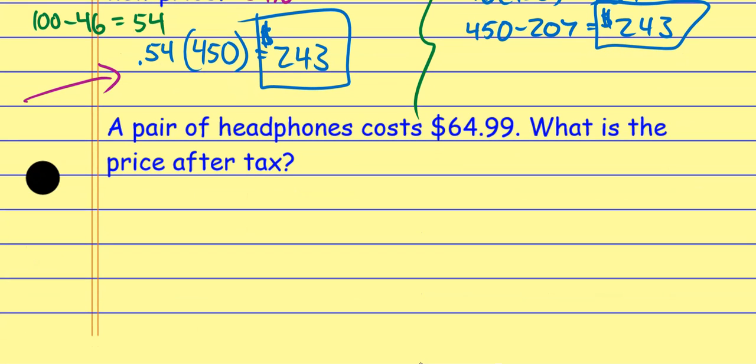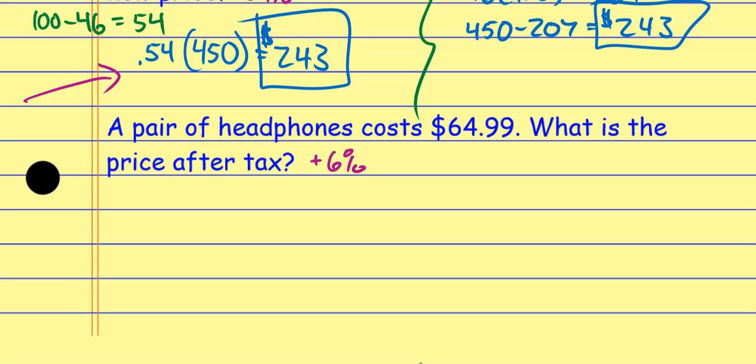If I look at something like this, it says a pair of headphones costs $64.99. What is the price after tax? And remember, tax is a 6% increase, okay? So that's like adding 6%. All right, that's what you do with tax.